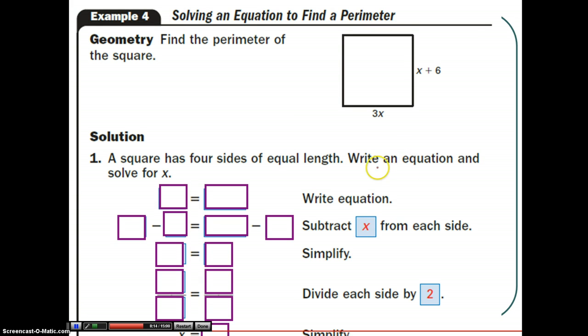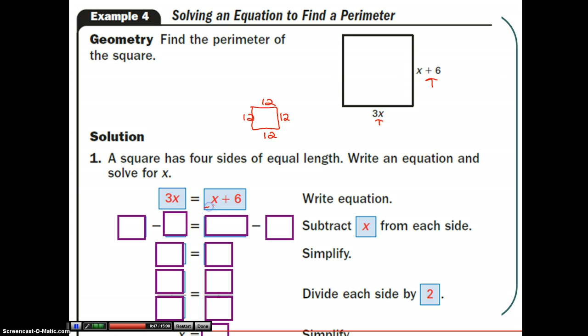Example 4. Find the perimeter of a square. You know a square has 4 sides of equal length. So what we can do is set these sides equal to each other because they're going to be the same number. Just for an example, if a square has a side of 12, then all sides are 12. This is just an example. So that means this side and the right side are going to be equal.